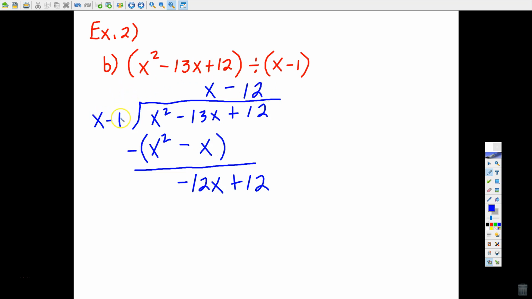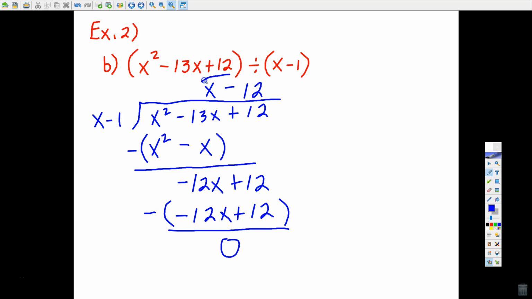Multiply negative 12 times x. Negative 12 times negative 1, positive 12. Subtract. Negative 12x plus 12x, that's going to make 0, or they'll cancel. 12 minus 12 also makes 0. So once again, we have a 0 remainder, and my answer is x minus 12.